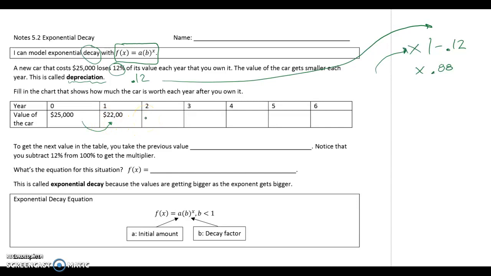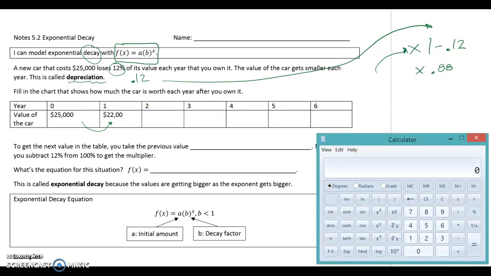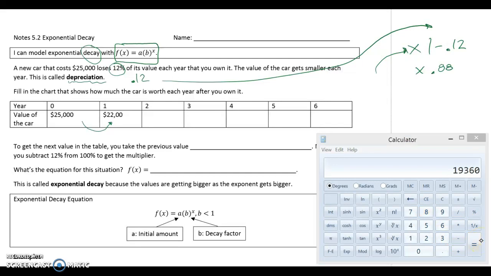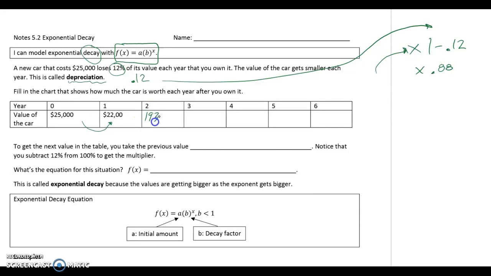And just to show that that works, let's look at the calculator. Let's take our $25,000 car, and if I multiply that by 0.88, bingo, I get $22,000. Well, let's continue that to try to fill out this chart. If I take that times 0.88, I get $19,360 for the value of the car.